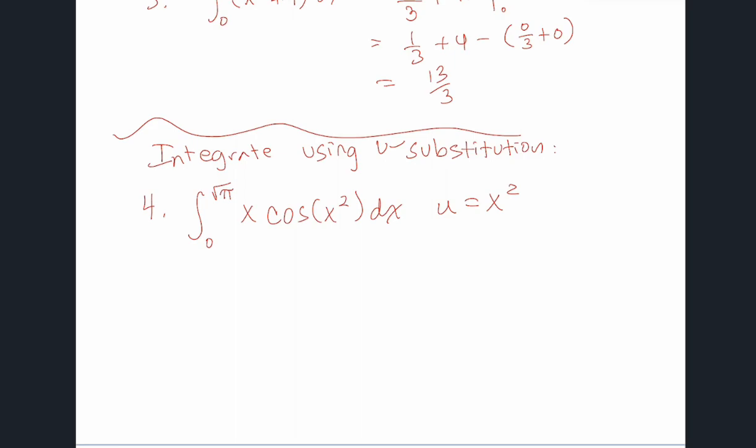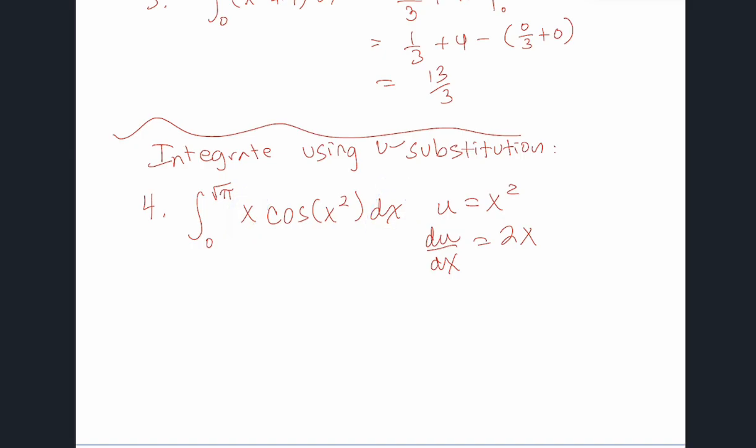So if u is x squared, remember the procedure. We want all of the x's and dx's in the problem to go away and be substituted in with u's. Now we already know what this is, so this is going to be u, but we do have to know what x dx is equivalent to, so we can substitute something in for that. Well, if we do the derivative, du dx is 2x.